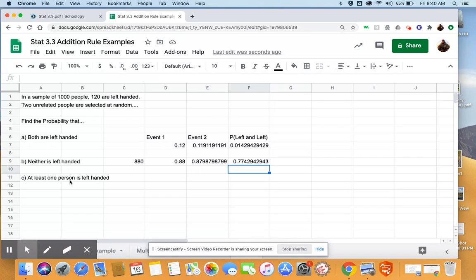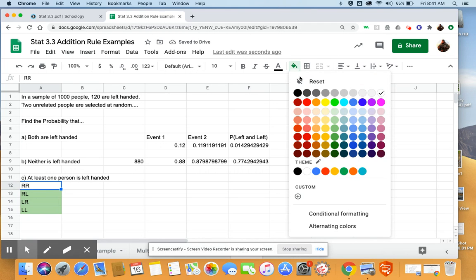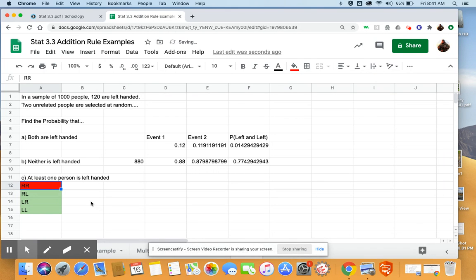Lastly, it says at least one person is left-handed. This is the other curveball that they always like to throw at the end. Keep in mind, at least one person. We only have 4 outcomes here. We can have 2 right-handed people. We can have a right-handed person and a left-handed person. We can have a left-handed person chosen and a right-handed person chosen, or we can have 2 left-handed people chosen. Those are the only 4 possible outcomes in our sample space. They say at least one person is left-handed. That means out of those 4 possibilities, 3 of these possibilities are acceptable for what we're looking for, and 1 of these possibilities is not acceptable.